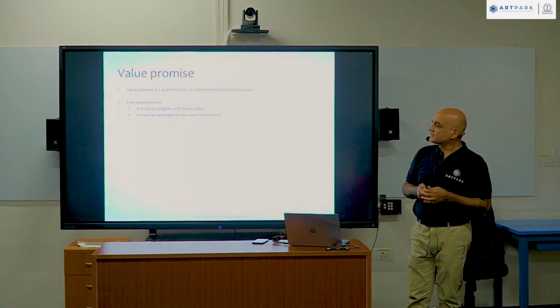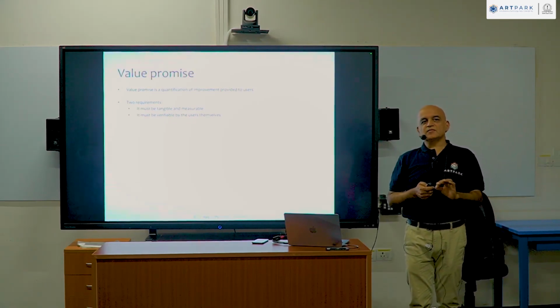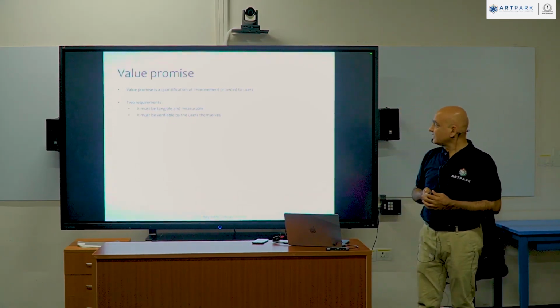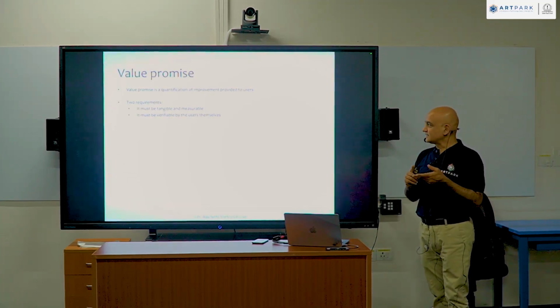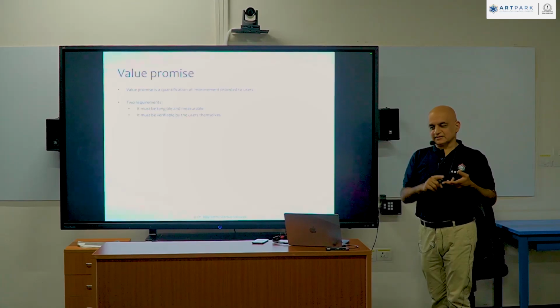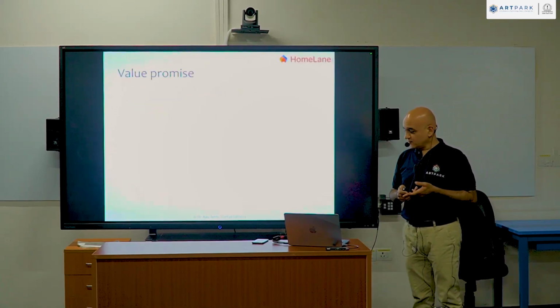So a value promise is a quantifiable and measurable promise that you make to your customers. Right? It has two parts. First, it must be measurable, and second, it must be verifiable by the users themselves. Right? So let me give you examples of this.